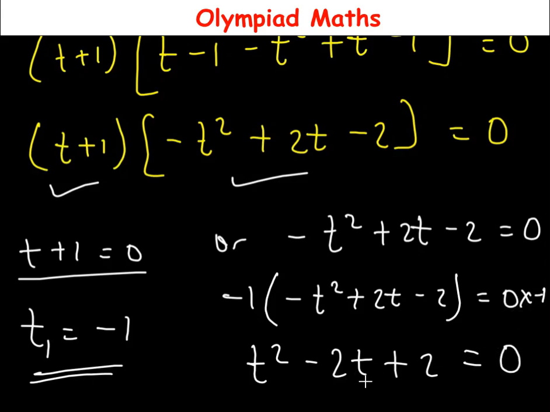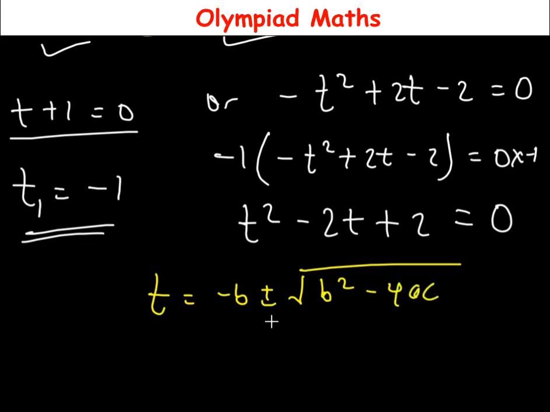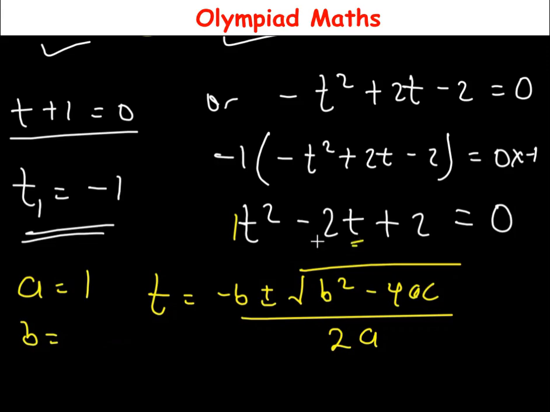So here we have a quadratic equation, and to solve for the value of t, we are going to make use of the quadratic formula. So with respect to t, the formula is t is equal to minus b plus or minus square root of b squared minus 4ac, then all over 2a. Now in this case, the value of a is the coefficient of t squared, which is 1. The value of b is the coefficient of t, which is minus 2. And the value of c is the constant, which is plus 2.